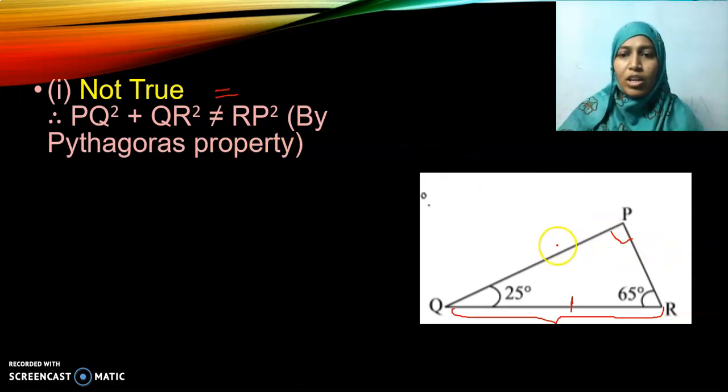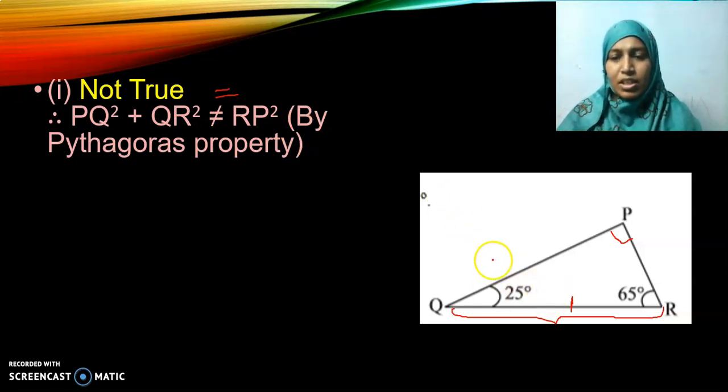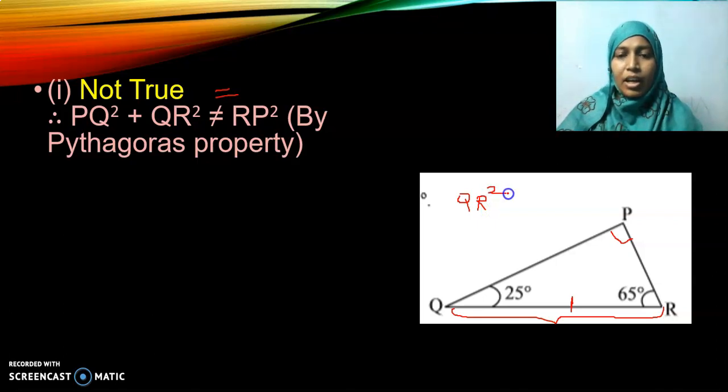Only the two smaller sides should come together in addition. That is what Pythagoras' statement gives us. See, just by this triangle, you will have QR squared. We know to write that Pythagoras theorem or property for any right angle triangle. See, QR squared is equal to PQ squared plus PR squared. This is the right statement.